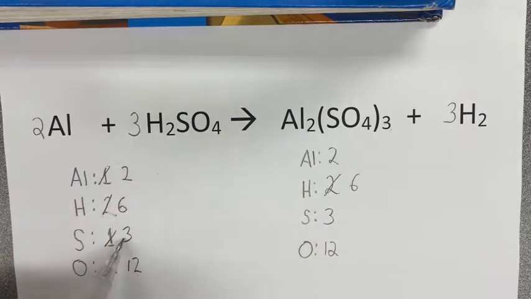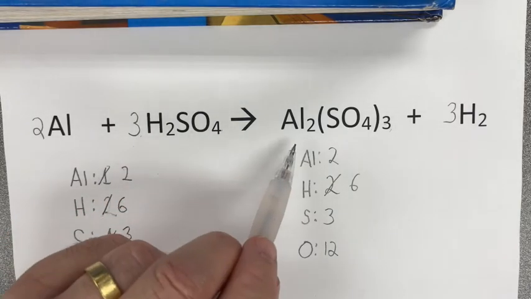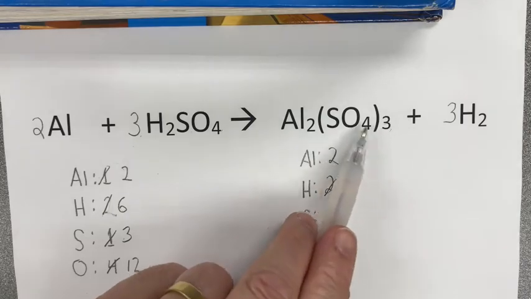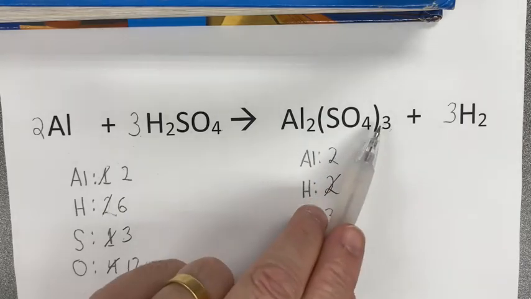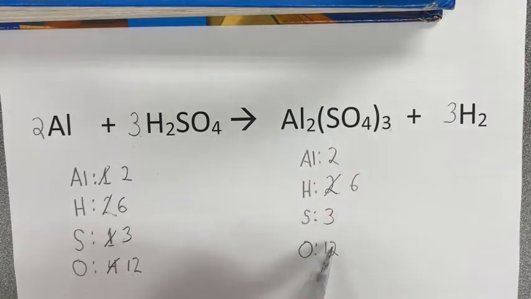3 times 1 is 3 sulfur. 3 times 4 is 12 oxygen. 2 aluminum, 3 times 1 is 3 sulfur. 3 times 4 is 12 oxygen. And 3 times 2 is 6 hydrogen. 2, 6, 3, 12. That's balanced.